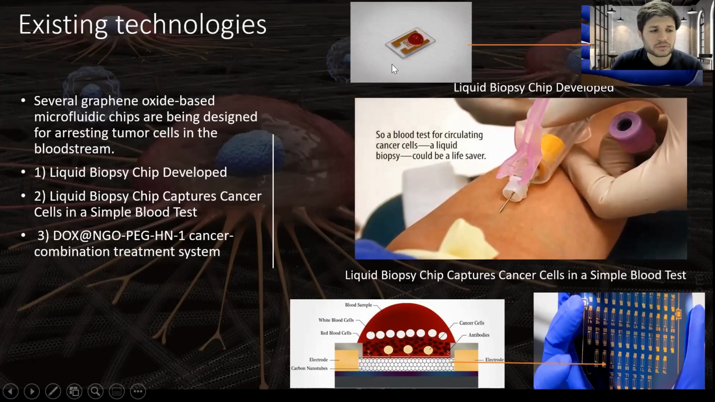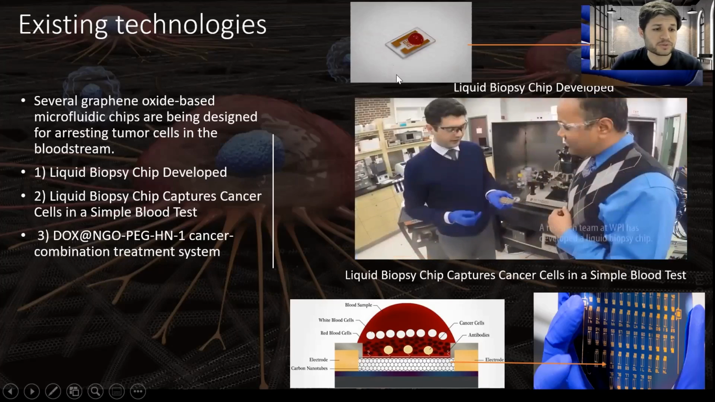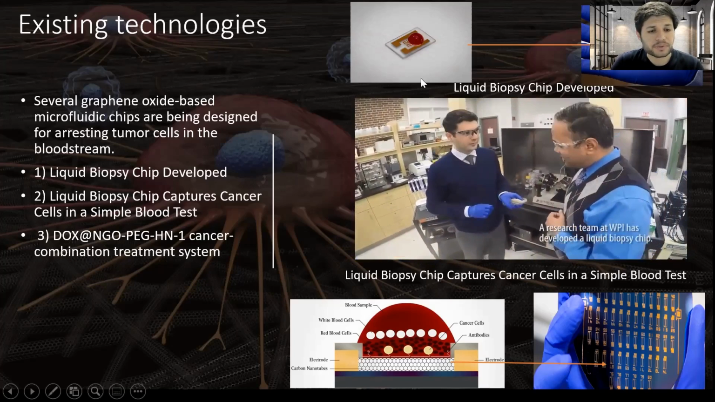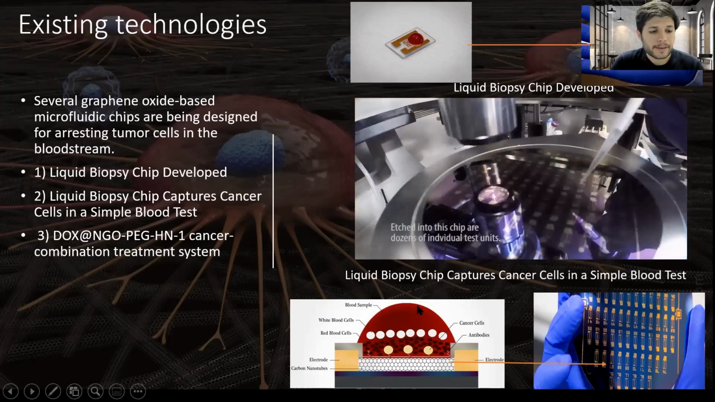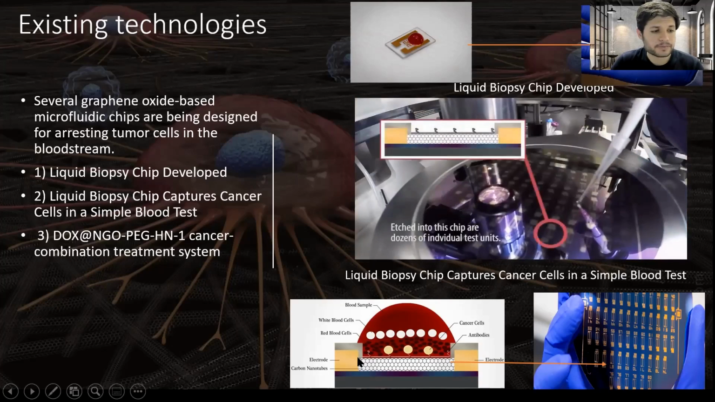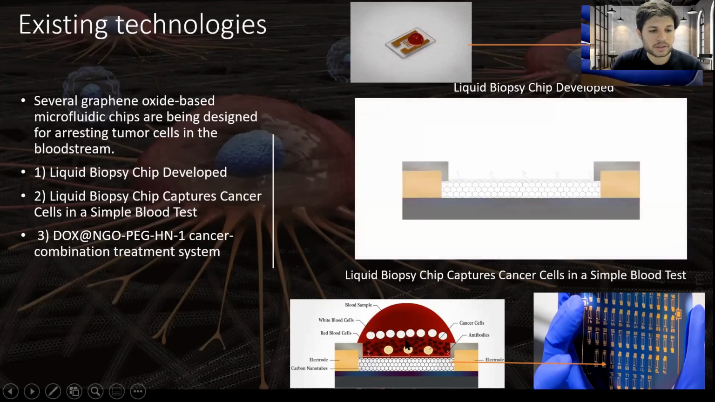The first approach we talked about is liquid biopsy chip development. This is the picture of that sensor, and the second one is the liquid biopsy for cancer. It is the technique to detect cancer. And this is the main shape of that.